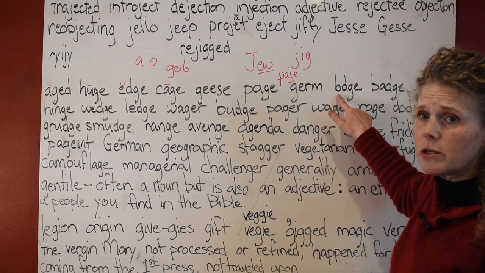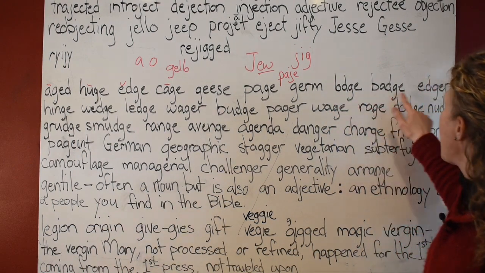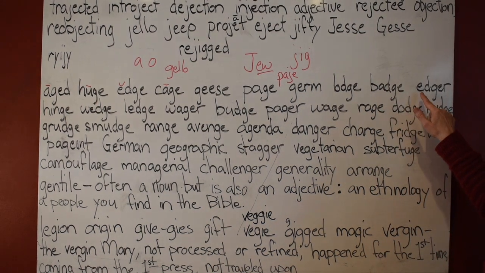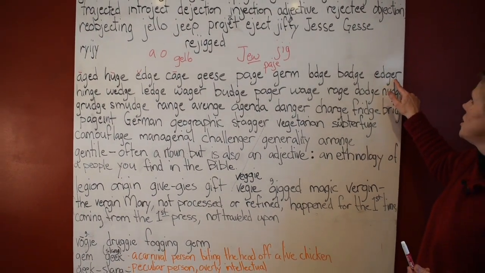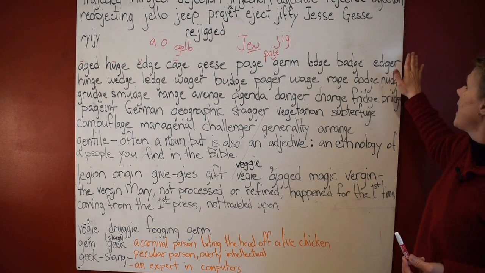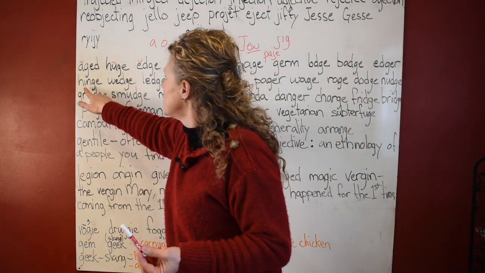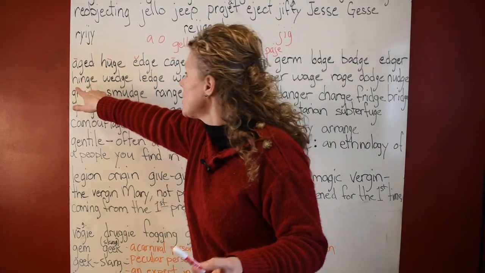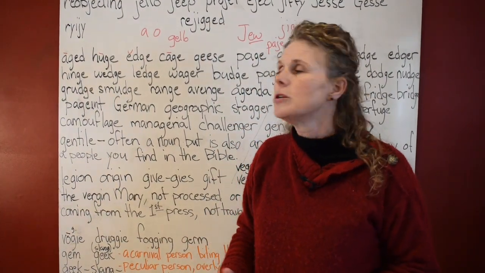Lodge, this is short, so this is a DGE right here. Badge, this is short, so it's a DGE. Edger, this is short, so it's a DGE. Now, edge is your base word, and you're dropping the E and adding on your vowel suffix right there. Hinge. Now, since you have a consonant in between, you don't need the DGE. Hinge.